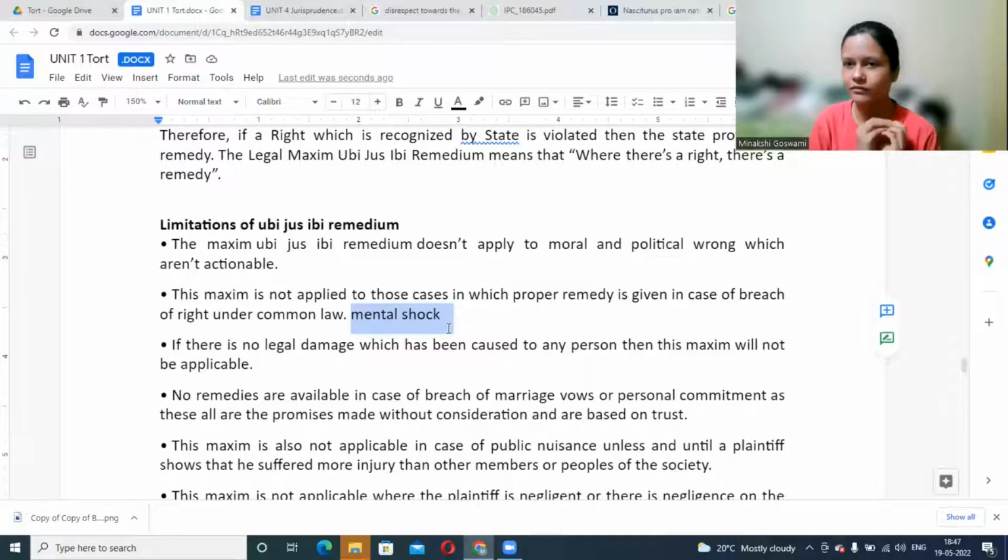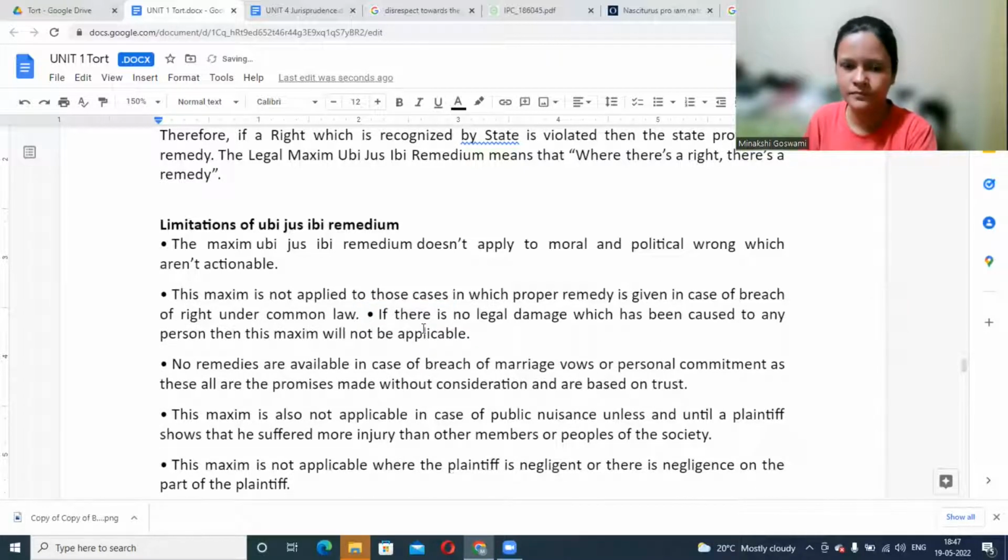As a result of that, this person was held liable, and mental shock for the first time was recognized as a tort. That means for mental shock also you get compensation. So how did this come? It came with the help of a case only, and now it's a well-recognized concept. It's included in the tort syllabus also, but previously it was not there before that particular case. Okay, ma'am.